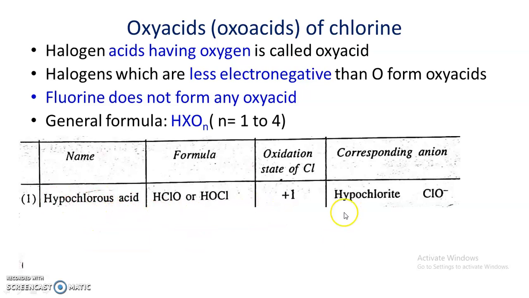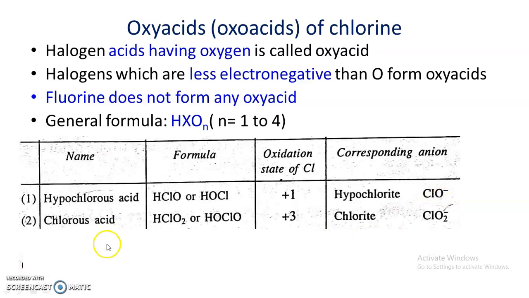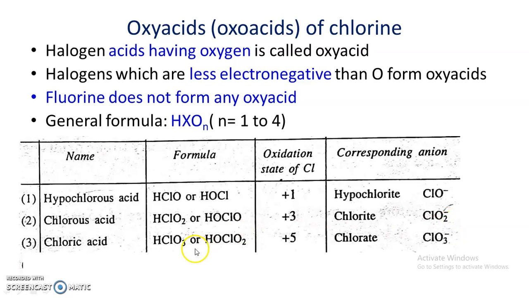Actually, these 4 types are on the basis of oxidation states. In hypochlorous acid, the oxidation state of chlorine is +1. Its formula is HClO. The value of n is 1. When this hydrogen is lost, the resulting anion is called the hypochlorite ion. Its formula is ClO-. The second type is chlorous acid. In chlorous acid, the oxidation state of chlorine is +3. Its formula is HClO2, that is, the value of n is 2. When this hydrogen is lost, chlorite ion is formed, which has the formula ClO2-.